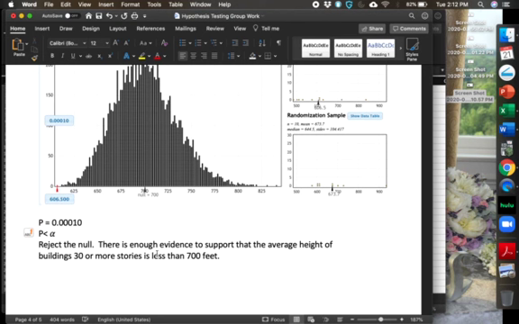So again, there is enough evidence to support that the average height is actually less. And the reason is because the p-value is so small compared to alpha, we could actually reject the null hypothesis.